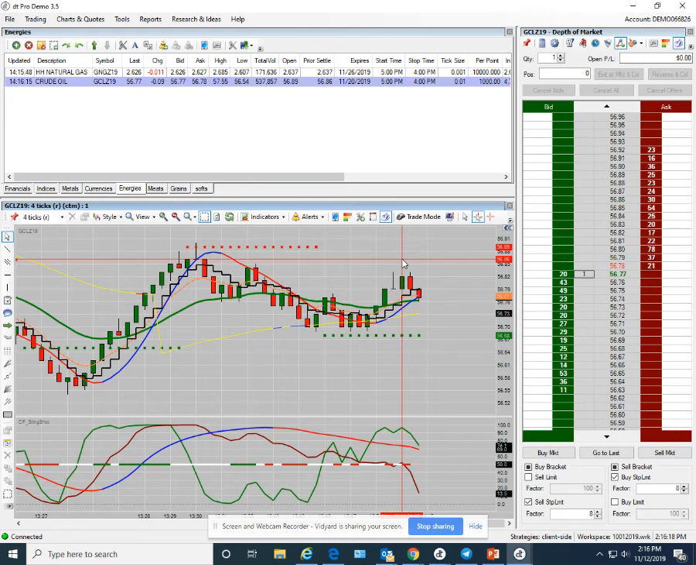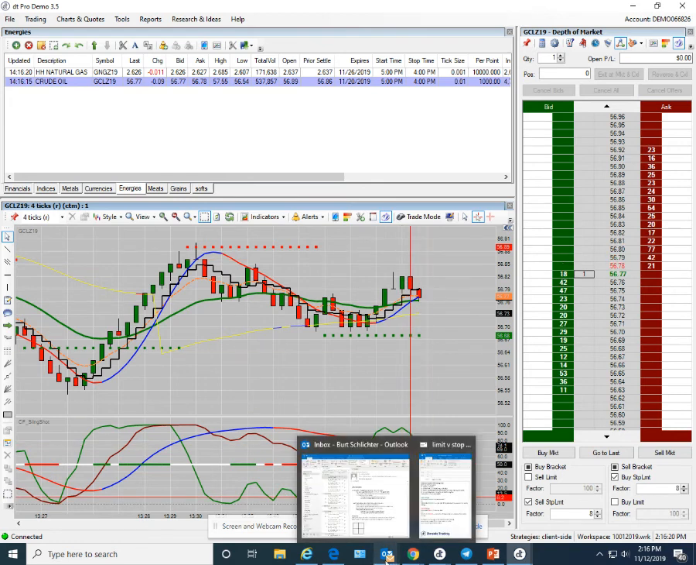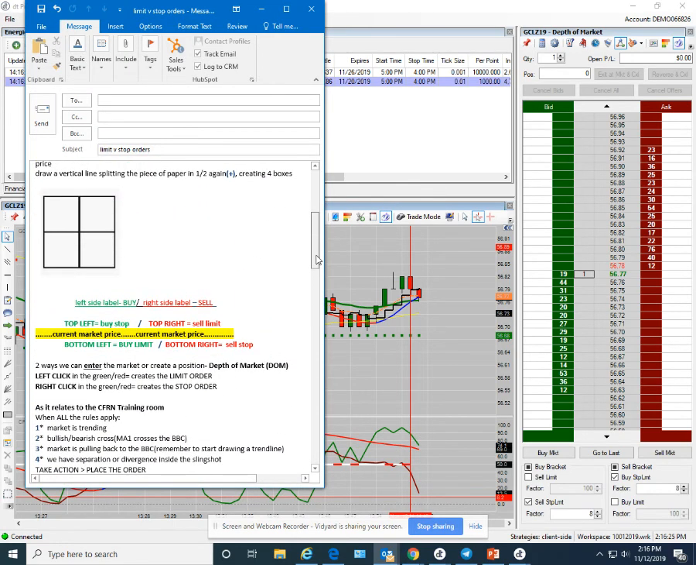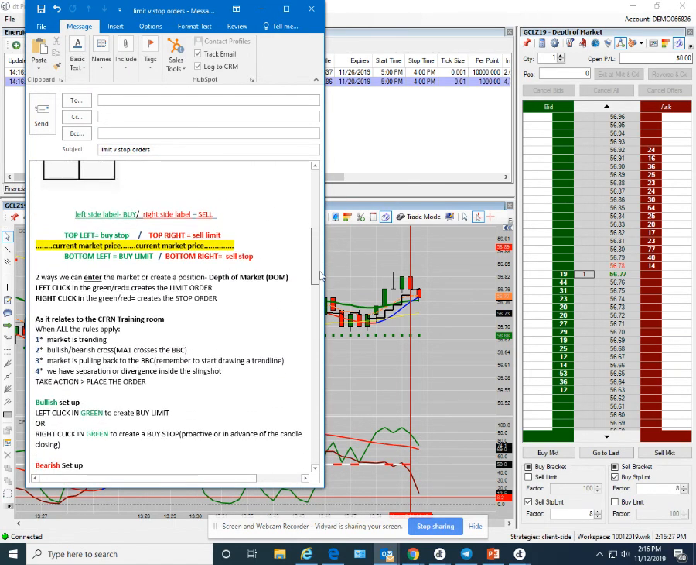Okay, so I hope that helps define the differences between a limit and stop and how to place the orders and how they relate to CFRN in the training room.